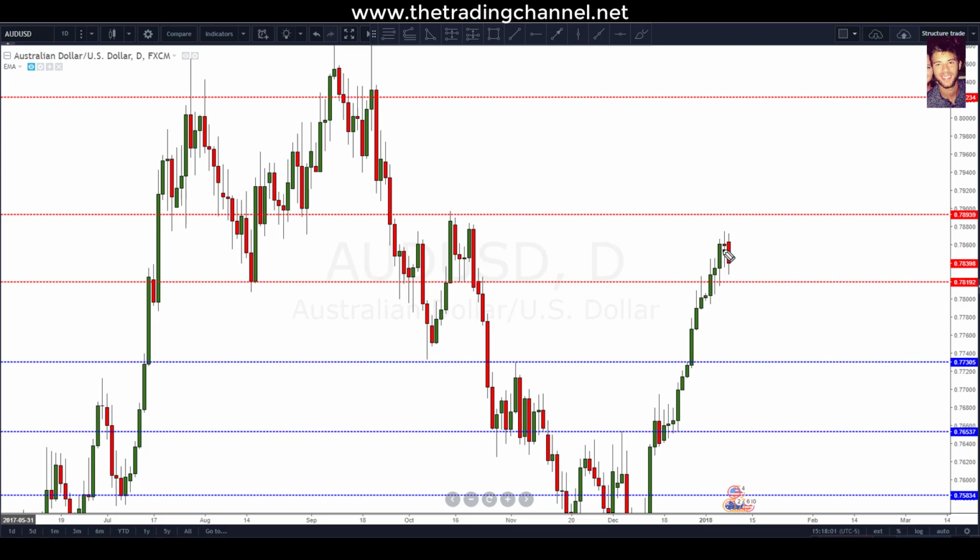So as for the immediate future here on the Aussie dollar, looking at this 0.7819 level right in here as being a possible level of support, paying attention there this week for some possible long opportunities and trend continuation out of the Aussie dollar.